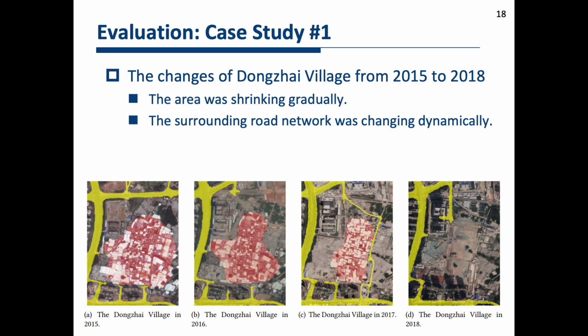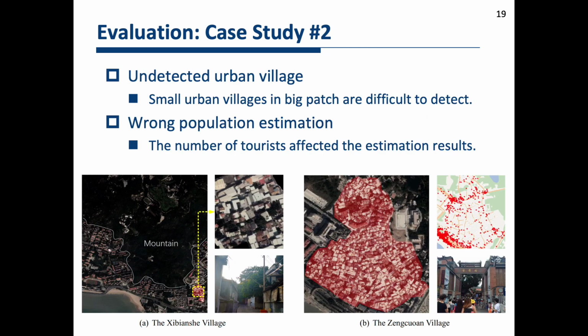The first one is the vanishing of an urban village called Dongjai. We can see that since 2015, the urban village was shrinking gradually and its surrounding road network was changing dynamically. We also present two negative cases here. On the left, we show an urban village which is not detected by our method, since it is a small urban village in a big patch, which is difficult to detect.